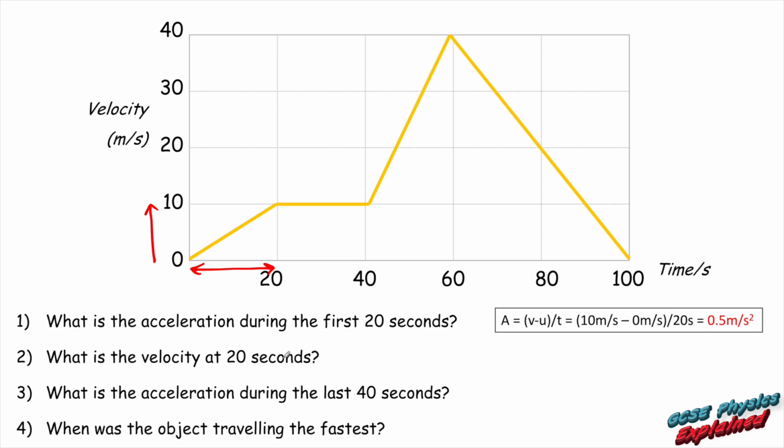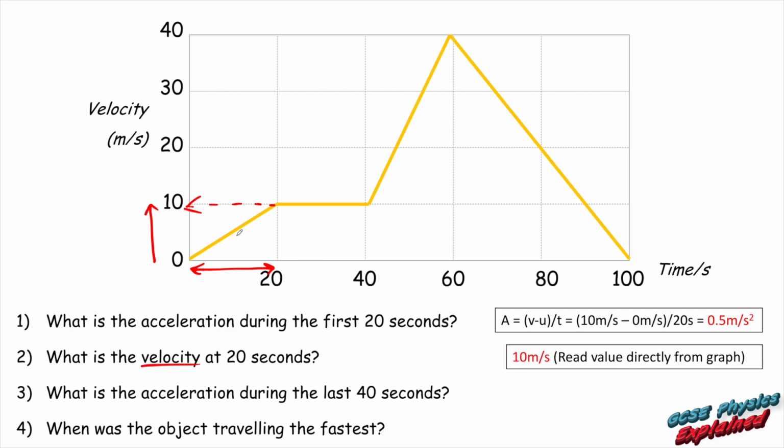What's the velocity at 20 seconds? Right, we'll just literally go along to 20 seconds and just read it off from the graph, all right? So it's 10 meters a second. It's a velocity time graph, so to get the velocity, just look at the graph.